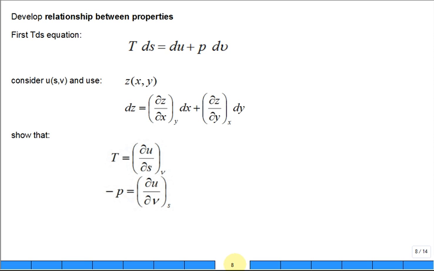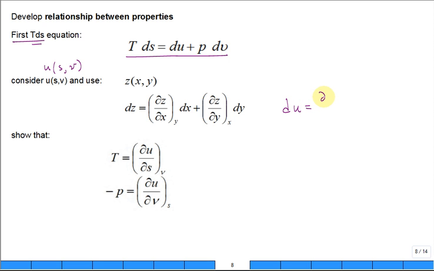So start with the first of the two TdS equations. Here it is. And now think about, just pick that U, internal energy, is a function of entropy and specific volume. If that's true, then a small change in internal energy can be related to what?